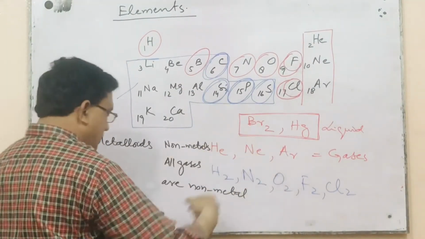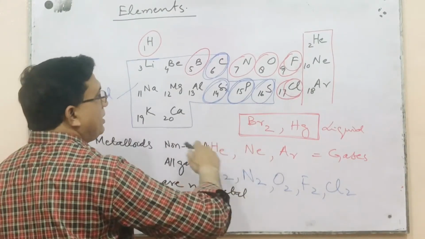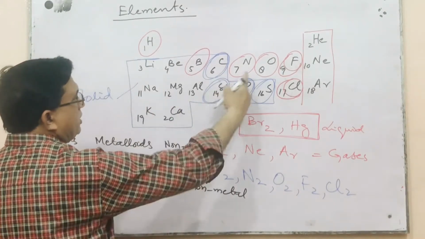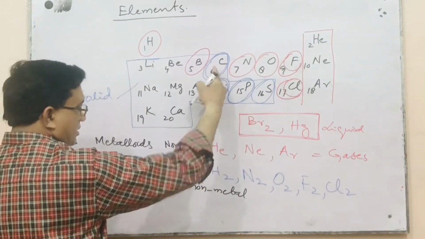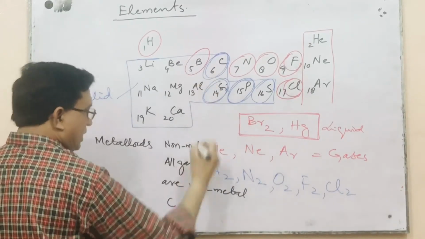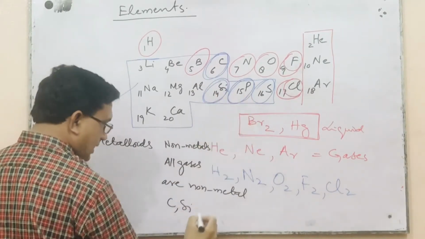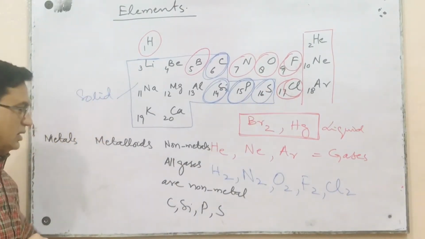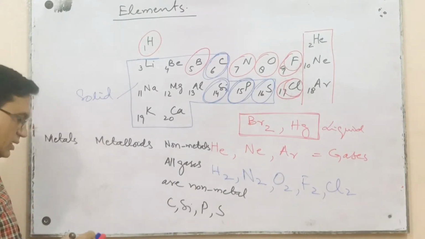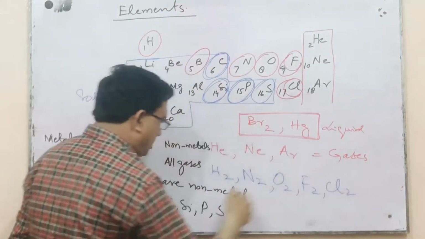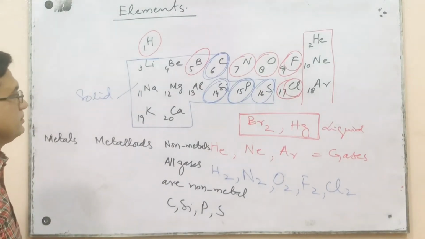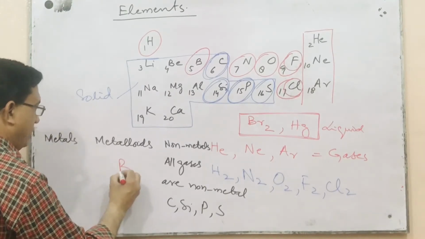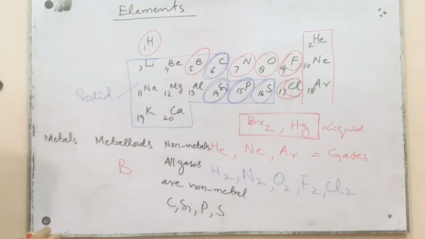Now, in addition to all these gases, what are the different elements for the non-metal? Non-metals, in addition to all gases, are carbon, next is silicon, next is phosphorus, next is sulfur. All these are also non-metal, and all these gases are also non-metal. Only one metalloid. Which one? Boron. Boron is present as the one metalloid.